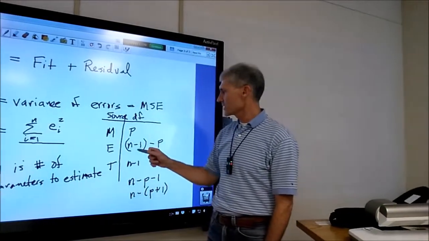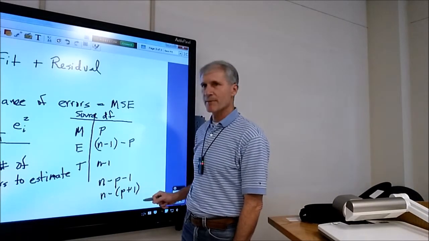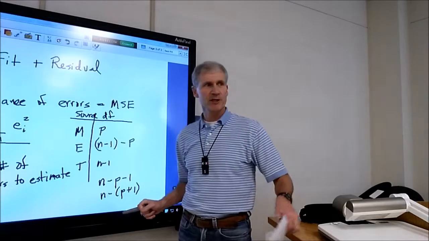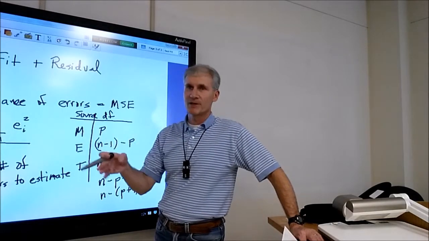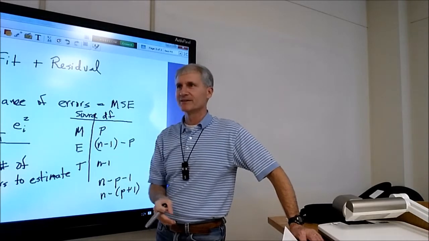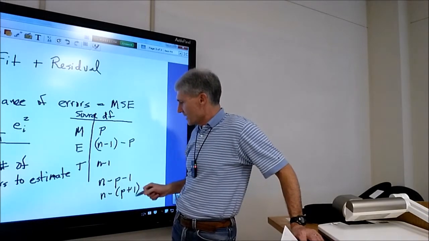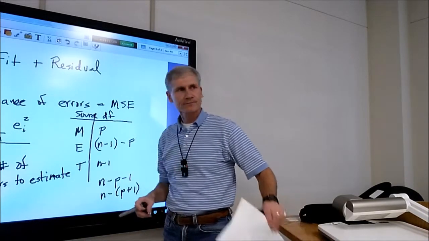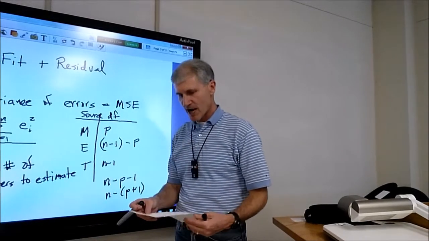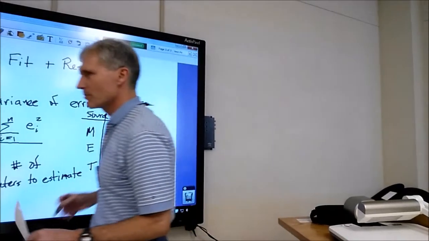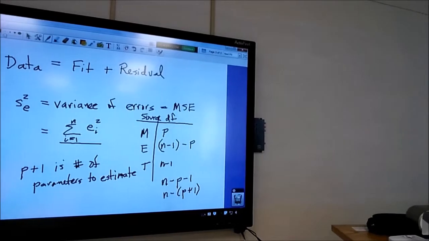So the error degrees of freedom is always the sample size minus the number of parameters. In a simple linear regression, remember it was n minus 2? How many parameters did we have? Beta 0, beta 1. So we had 2 parameters, n minus 2. Right? So it's just n minus quantity p plus 1. You don't really have to remember that because you can get it from subtraction. If you know what your model is and know what your total is, you can always get it from subtraction.